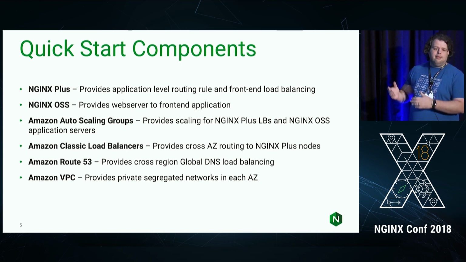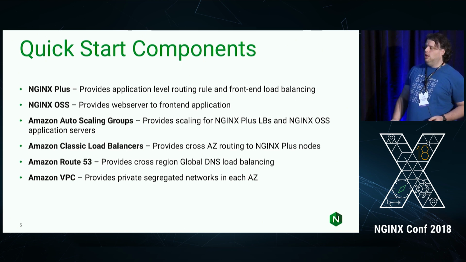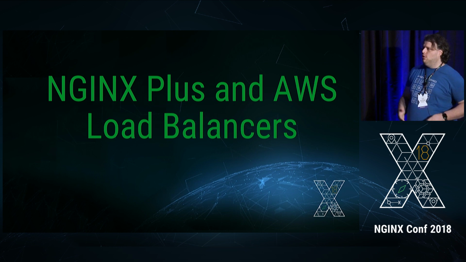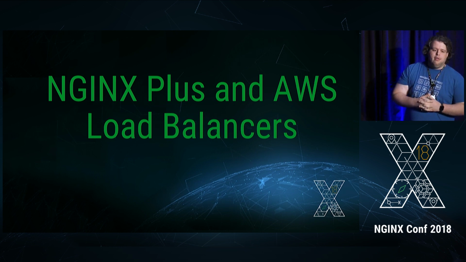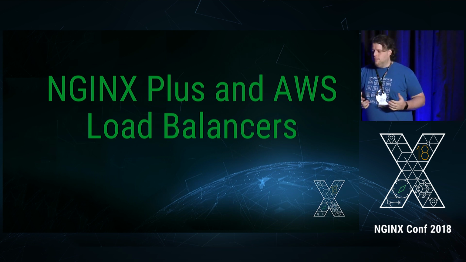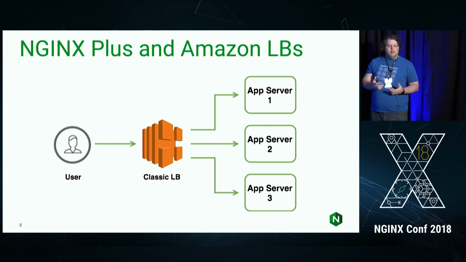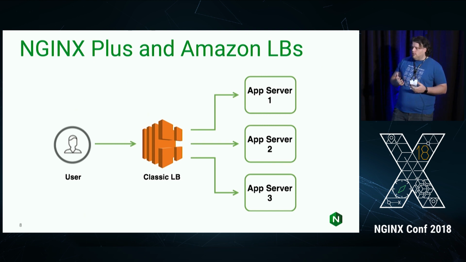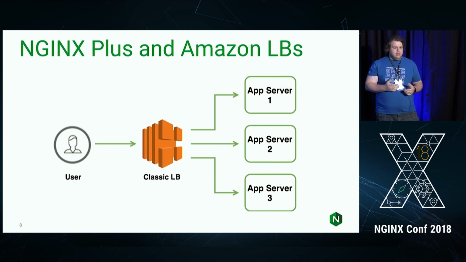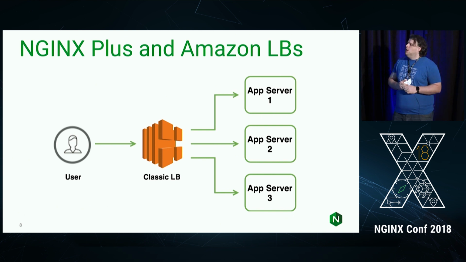So we led with that, and now we're going to dive a little bit deeper into how that's built. We're going to start talking about NGINX Plus and the AWS load balancers. As you all are probably familiar, AWS does offer load balancers and has for quite a few years. The oldest of these is called the classic load balancer now. It used to be called the elastic load balancer without the word classic in front of it.